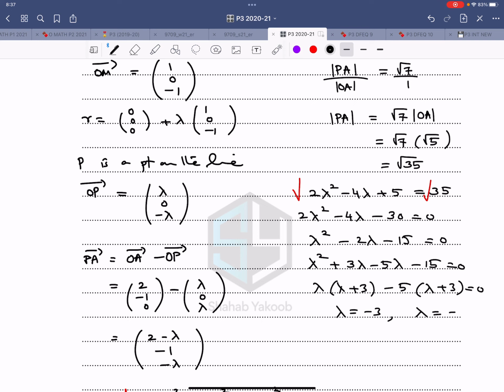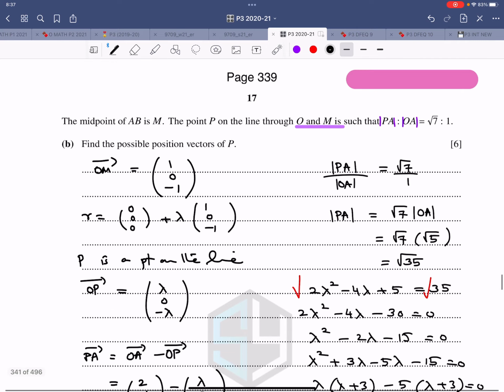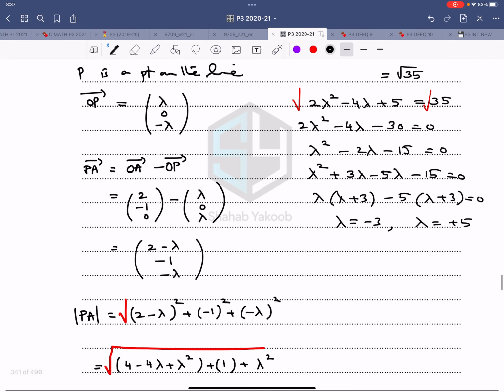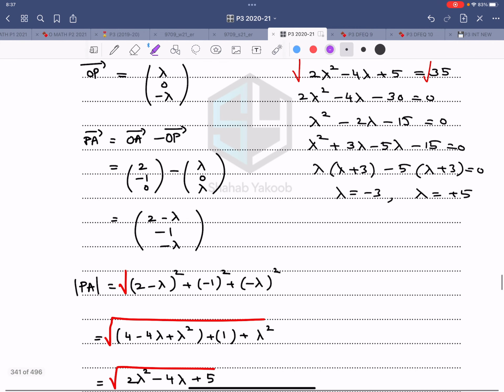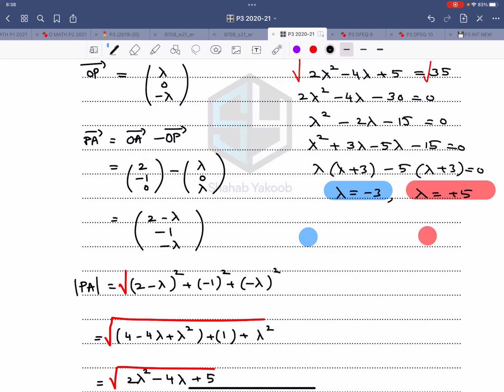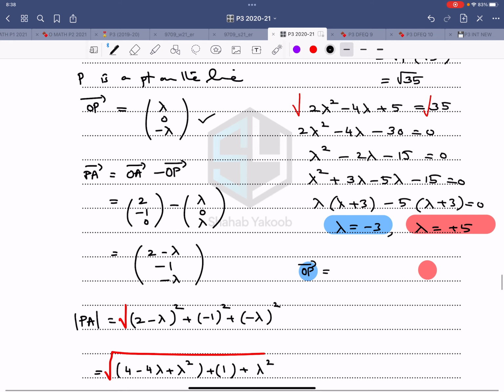What am I looking for? I am looking for the possible position vectors of P. So let me write down 2 options. This is one option. This orange one is the other option. When we talk about the blue option, OP is (lambda, 0, -lambda), that is (-3, 0, 3). That makes sense. And when we talk about the orange option, that is (5, 0, -5).